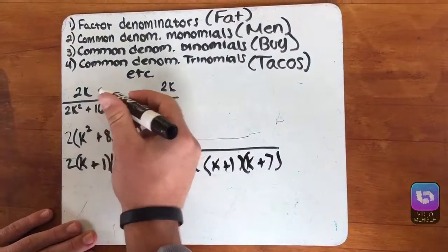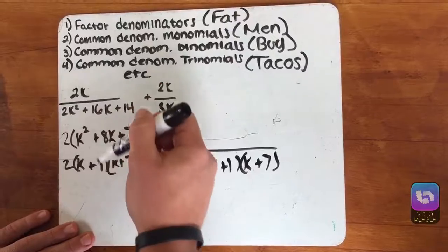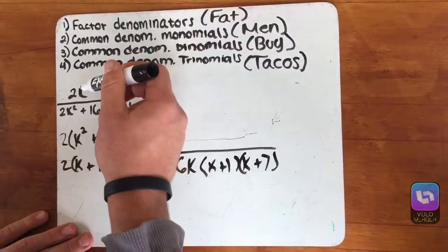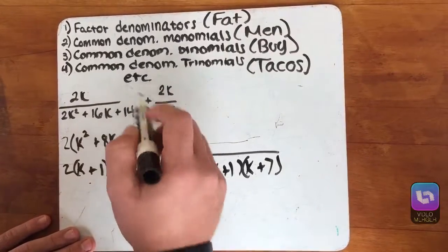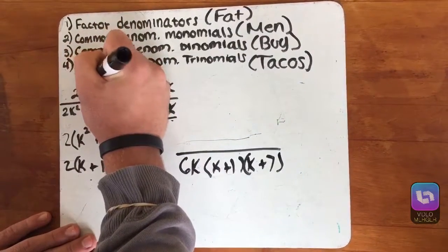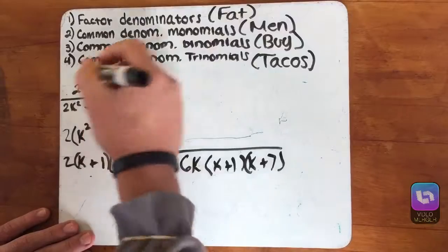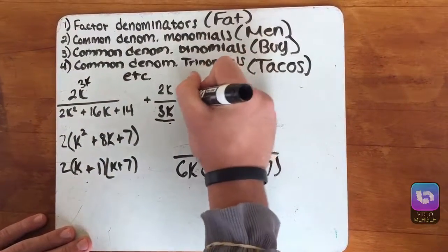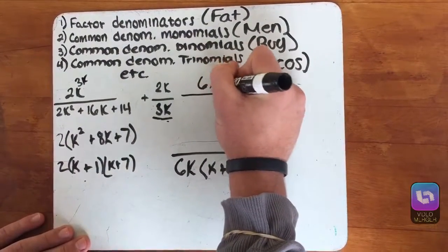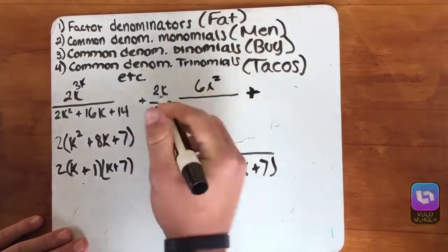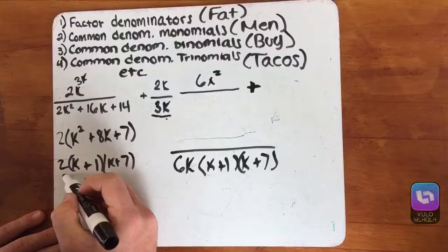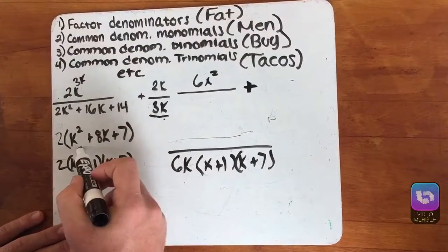Now you're going to find your numerators. So whatever you did to the denominator on that side, you have to do to the numerator. So what we did to this denominator was multiply it by 3x. So you're going to have to multiply this by 3x, and then that's going to end up as 6x squared. And then over here, we multiplied it by 2, and then times this.